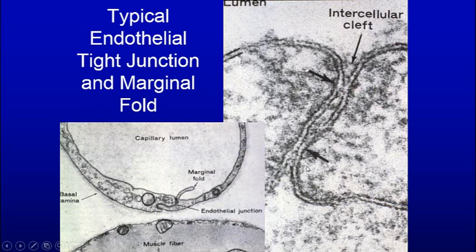So here we see in the brain, for the brain barrier, this is your typical capillary with a marginal fold that protects that junction, just a little fold there.